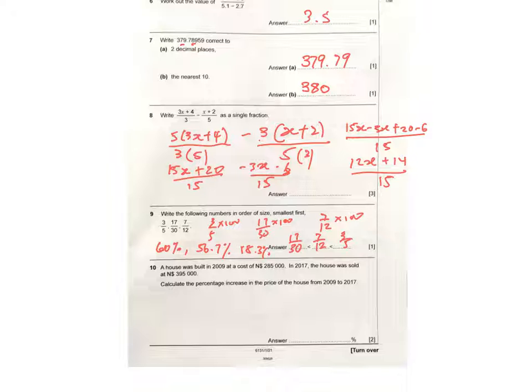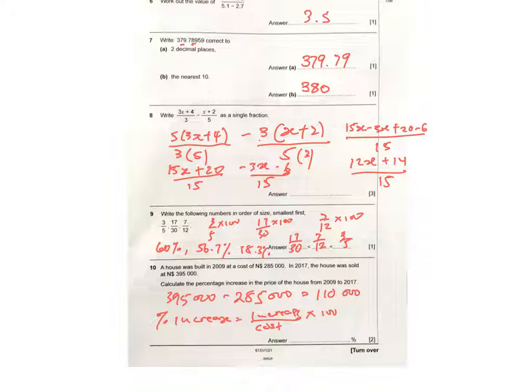How do we get our increase? From the 395,000, you need to take out 285,000, and that gives us 110,000. Now, to get the percentage increase, the percentage increase will be the increase out of the cost. It is always out of the original, then you multiply by 100.